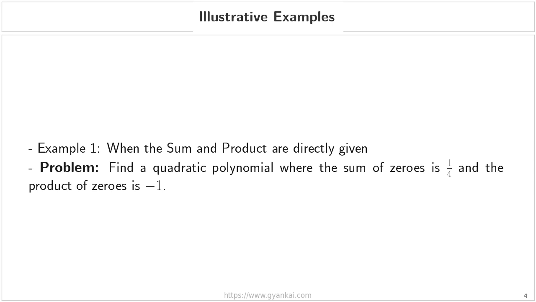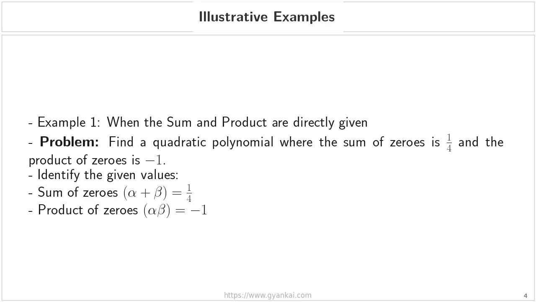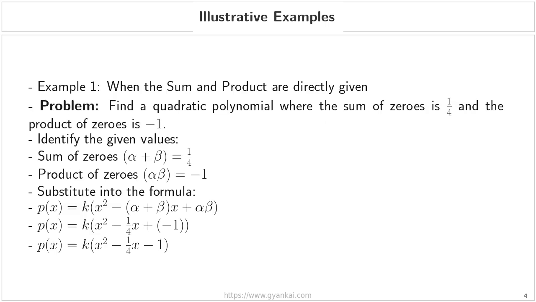We need to find a quadratic polynomial where the sum of the zeros is 1/4 and the product of the zeros is -1. To solve this, we start by identifying our given values. We have the sum of zeros, alpha plus beta, equal to 1/4, and the product of zeros, alpha times beta, equal to -1. Now we will substitute these values into the general formula we derived in the previous slide.